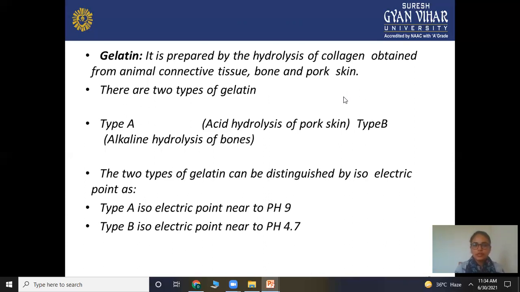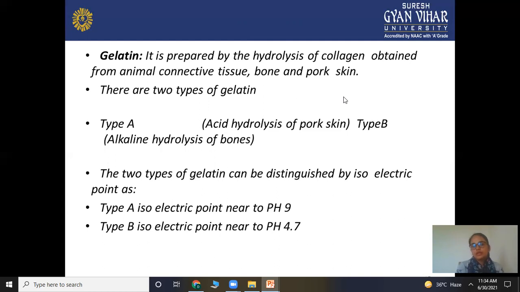And there are two types of gelatin, type A and type B. In this, acid hydrolysis of pork skin gives type A, and type B is alkaline hydrolysis of the bone. And this means type A and type B gelatin both have a hydrolysis process that takes place. Type A is mainly from pork skin, and type B uses hydrolysis of the bone. And the two types of gelatin can be distinguished by isoelectric point, as type A has an isoelectric point near pH 9, and type B has an isoelectric point near 4.7.